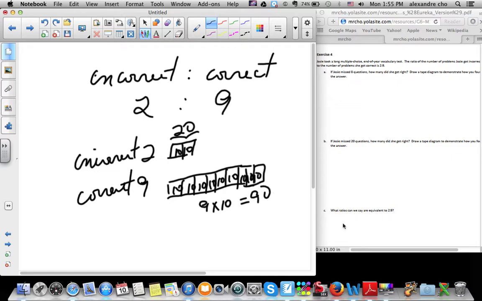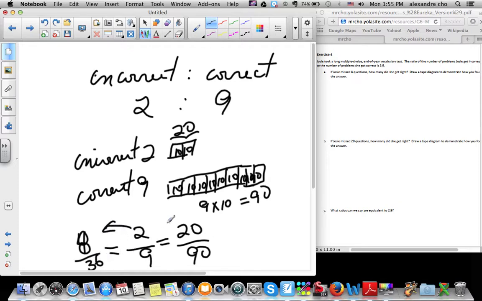What ratios can we say are equivalent to 2 to 9? Well, 2 to 9 is equivalent to the 2 we just found, 20 over 9. And it was also equivalent to the previous one, which was 8 over 36. If you're going this way, times 4, times 4. If you're going this way, times 10, times 10. Like I said, a lot of pages, but really easy, simple work.